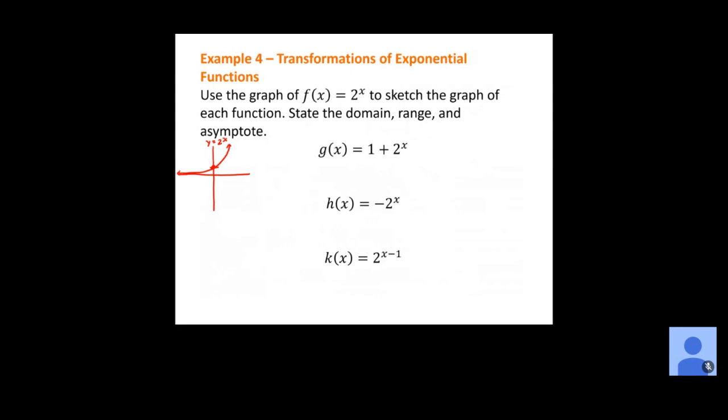Okay, so now let's think about our transformations that we can apply to that. So if we look at g of x now, what type of transformation are we going to have? Good, right? So we're adding 1 to the 2 to the x. That's going to shift up 1 unit. We have a vertical shift up 1 unit. So now let's think about what that graph's going to look like. So what's going to change then about that original graph if we shift everything up 1 unit?